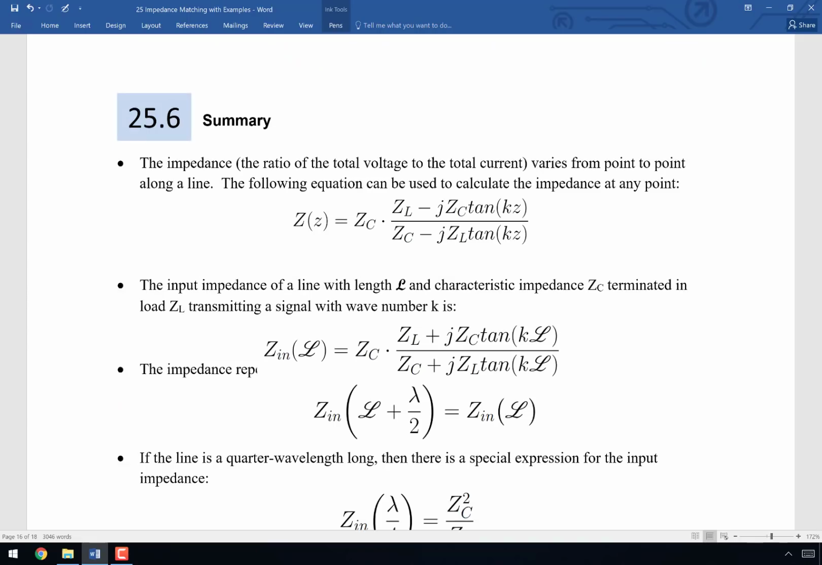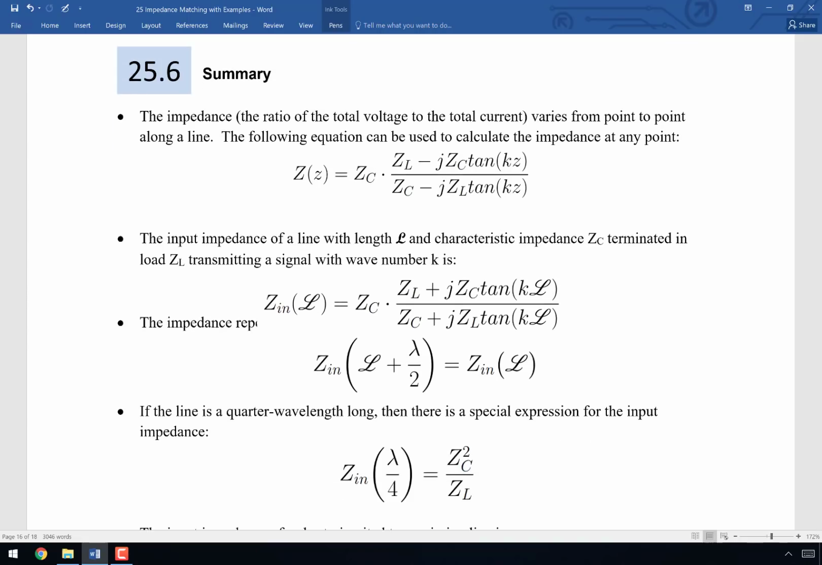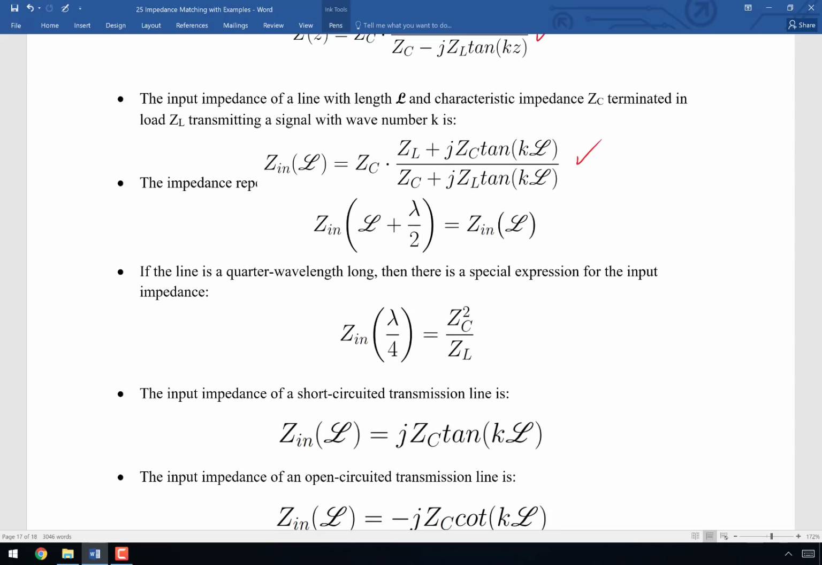So that's it. Today had a lot of equations in it, but the ideas were, I think, directly building off of chapter 24. So we have our equation for the impedance at any point along the line, and then we have an equation for the input impedance of a line, where the length of the line is L. We saw that the input impedance, or just the impedance in general, is going to repeat itself every half wavelength. We're going to come back and see that again next chapter.